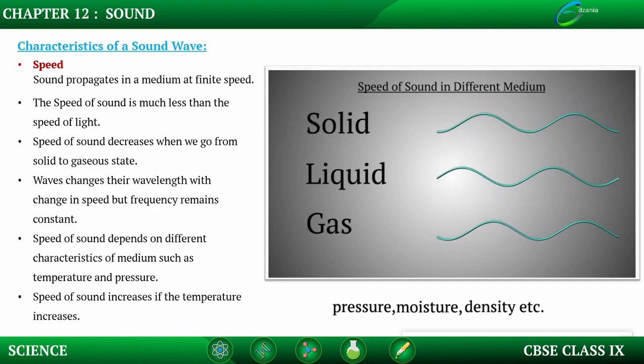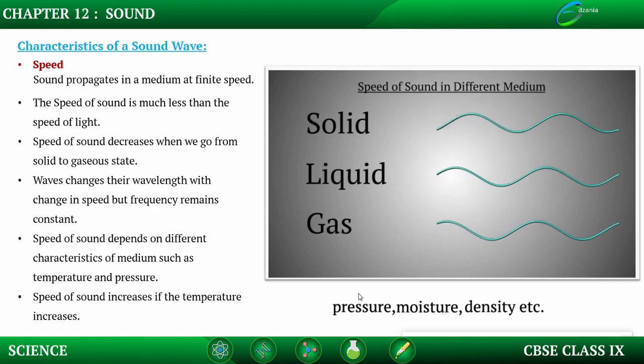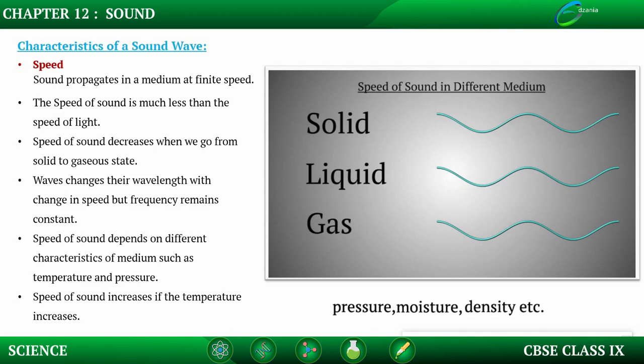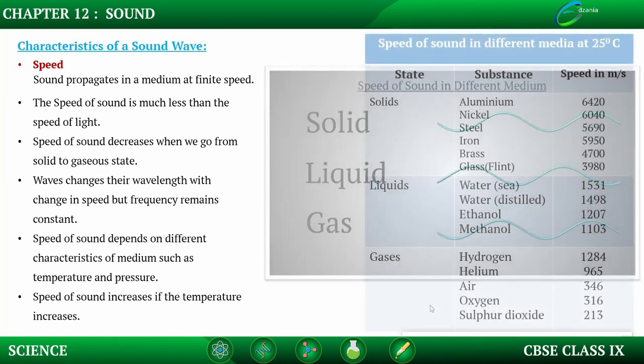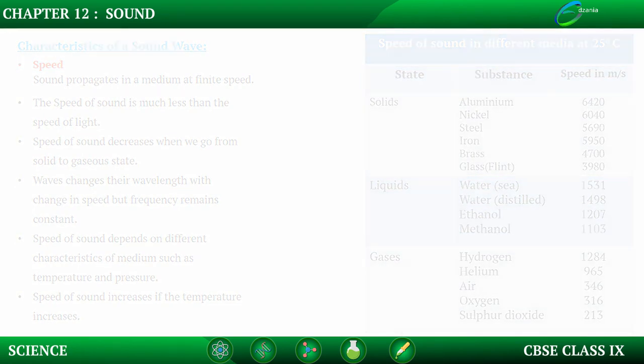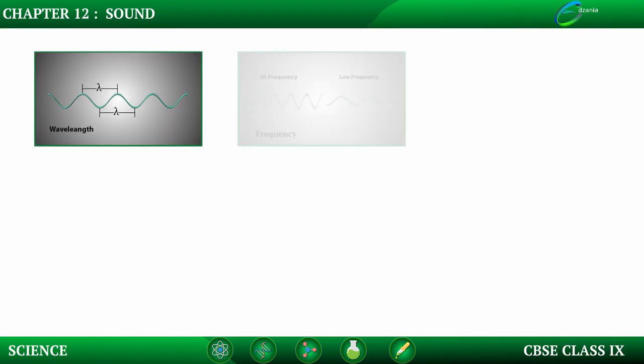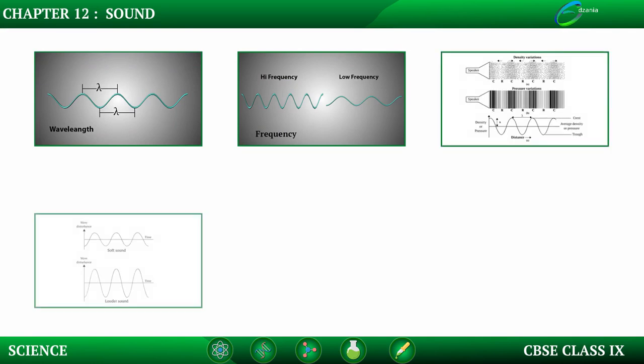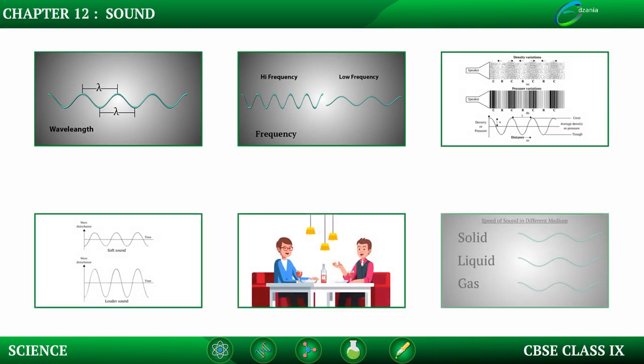In a given medium, if you change the temperature or the pressure of the medium, the speed of sound will vary. If the temperature is higher, the speed of sound will be higher. So this is about the speed. Here is a table given to you. You can see in the solids, the speed is quite high compared to liquid, and in the gaseous state, the wave travels with quite low speed. So this is about its characteristics. We have discussed its wavelength, frequency, time period, pitch and amplitude, quality and speed of sound wave.